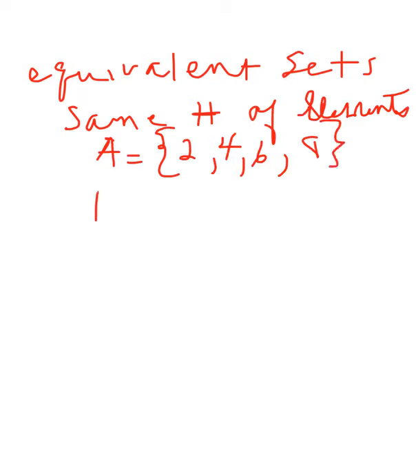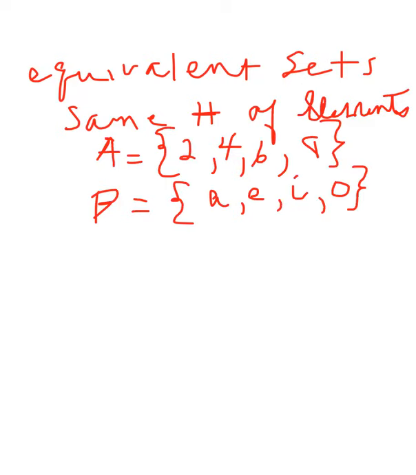And set B has the elements A, E, I, O. Because set A has 4 elements and set B also has 4 elements, they would be equivalent.